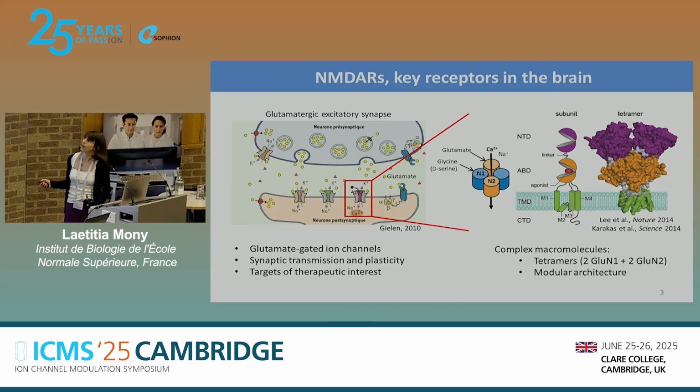At the molecular level, NMDA receptors are tetramers composed of 2 GluN1 subunits that bind glycine and 2 GluN2 subunits that bind glutamate, each subunit having a similar architecture with a large extracellular region composed of an N-terminal domain that is involved in receptor assembly and allosteric modulation in the case of NMDA receptors, an agonist binding domain that binds the agonist, so glycine or glutamate, a transmembrane domain that contributes to the ion channel, and an intracellular C-terminal domain that is involved in receptor trafficking and intracellular signaling.